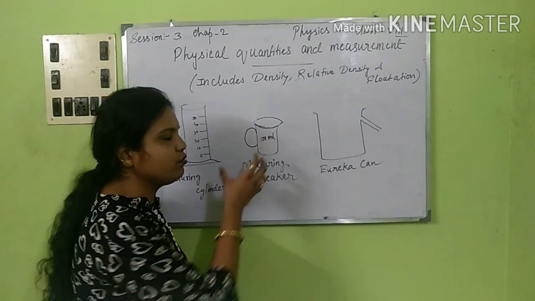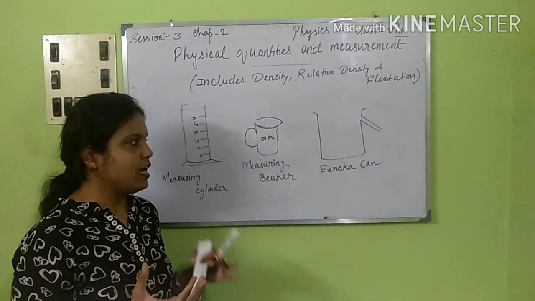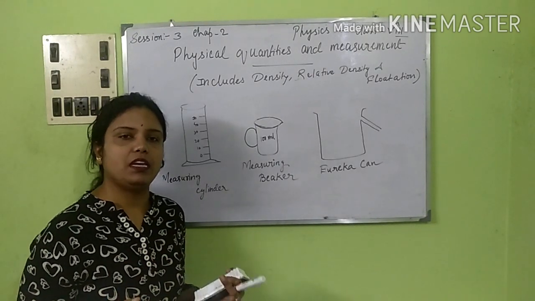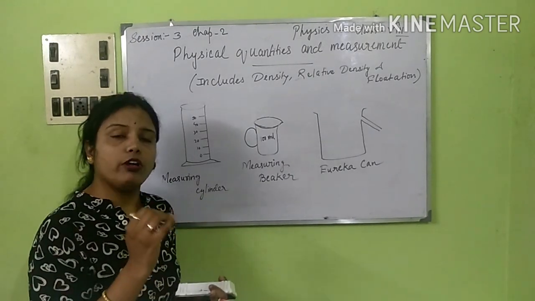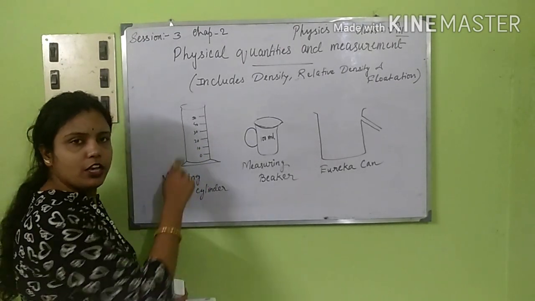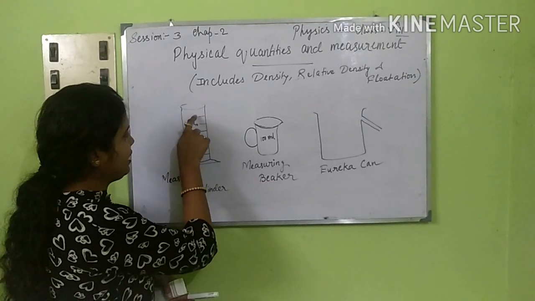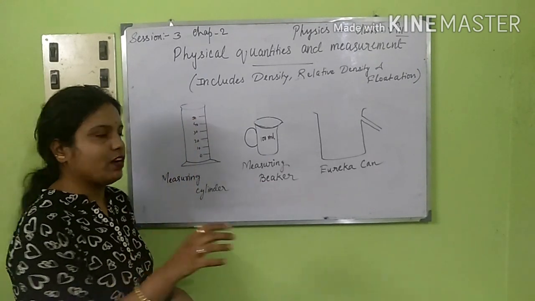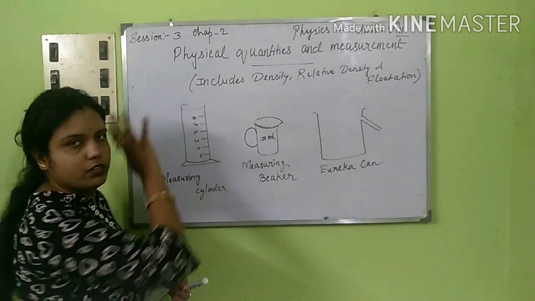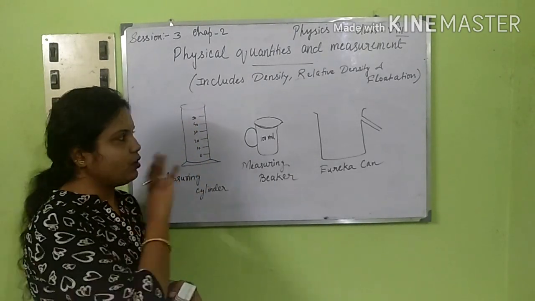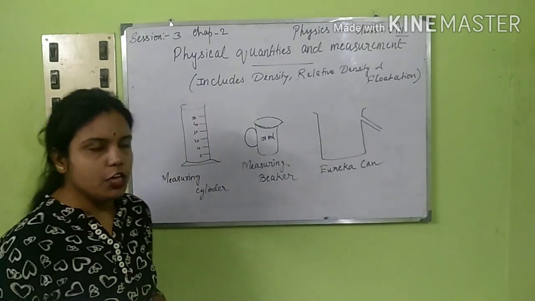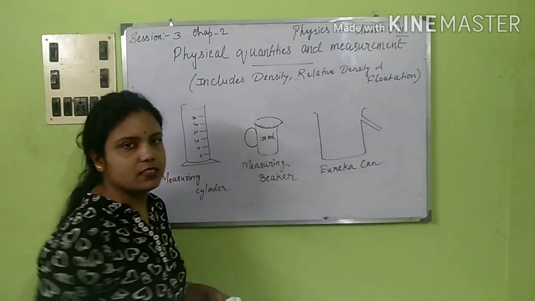Now these are found in particular shapes. It can be 200 milliliter, 100, or 500 milliliter. So exact volumes are already fixed. But here you can put any quantity of water. You can take 10, 50, 30 or whatever. I have just marked these like this. It can be 100, 200, 300, 400, 500 also. And next comes our Eureka can. You can see this is actually a glass jar.